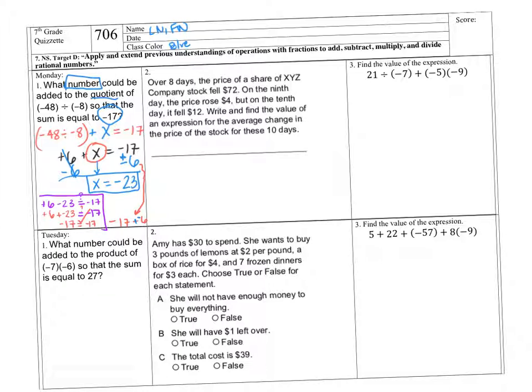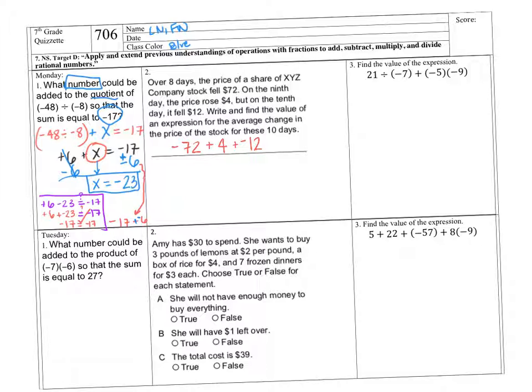Number 2, over 8 days, the price of a share of XYZ company stock fell $72. So the share fell $72. So I can already tell you that's going to be negative 72. So I'm just going to jot it down, negative 72. On the 9th day, the price rose $4. So positive 4. But on the 10th day, it fell, or you can do plus negative 12. It's the same thing as minus 12. On the 10th day, it fell $12.